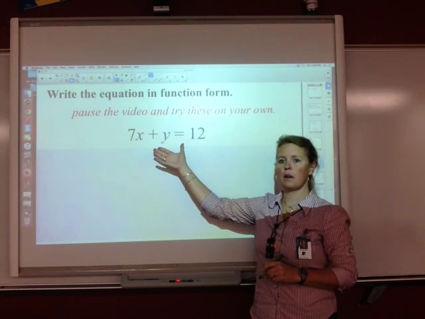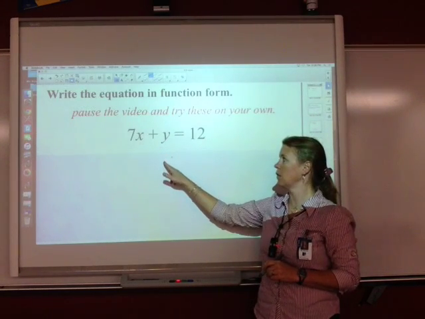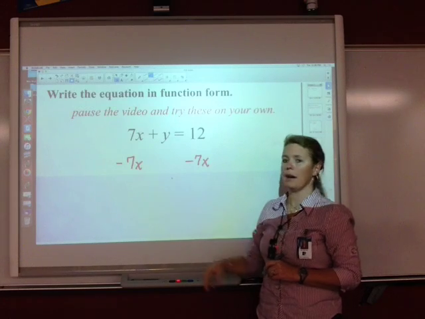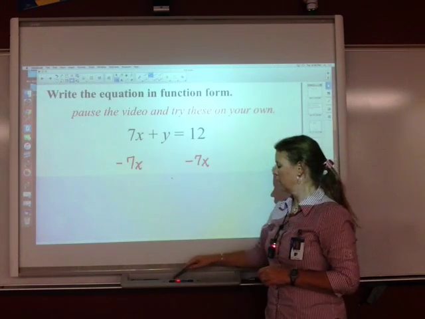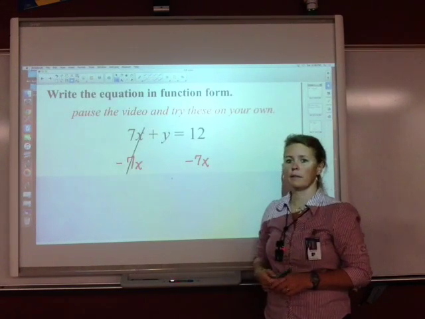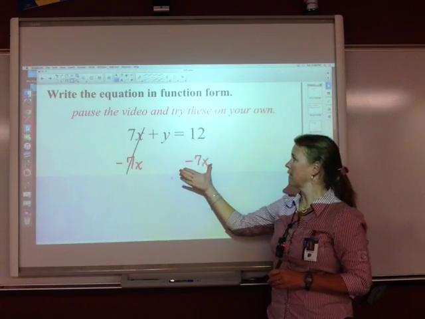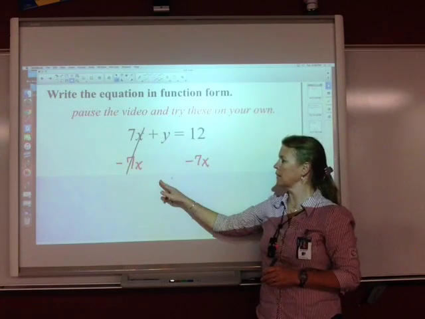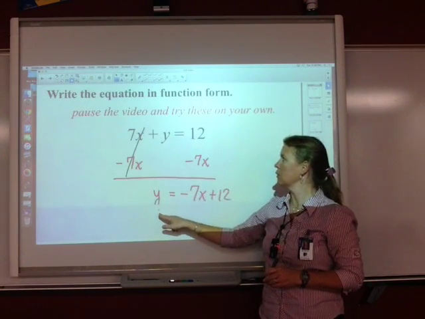And now hopefully you solved this. Double check to see if you did it right. The first step is to minus 7x from both sides. That will cancel your 7x. Subtract 7x over on this side. Your y is now isolated. You have an equal sign.